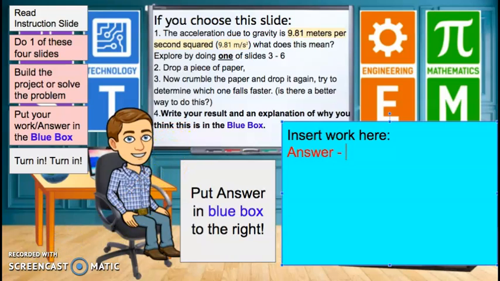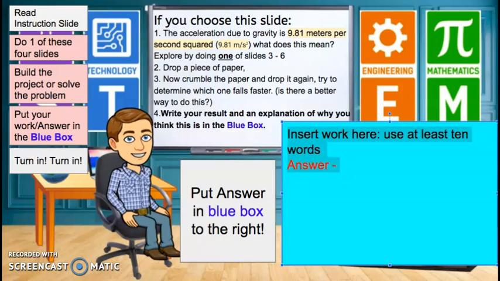So yeah, that's that slide. Make sure you answer it over here. Make sure it's at least 10 words. Insert work here. Use at least 10 words. All right. I would feel remiss if I forgot to mention that you should use at least 10 words.